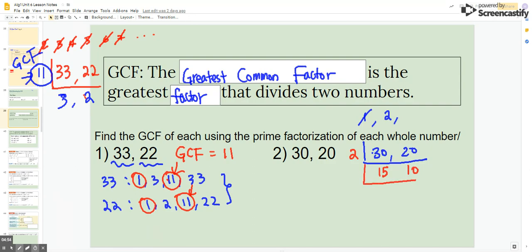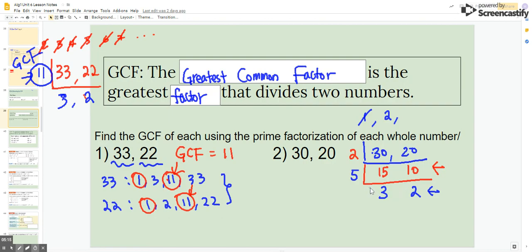Now we still have a common factor here, right? So they can be simplified by 5. I'm going to put 5, and 15 divided by 5 is 3, and 10 divided by 5 is 2. So no more common factors. So it's prime, right?